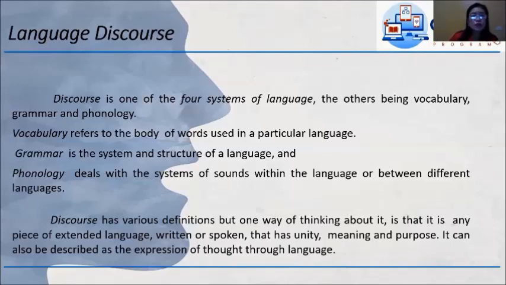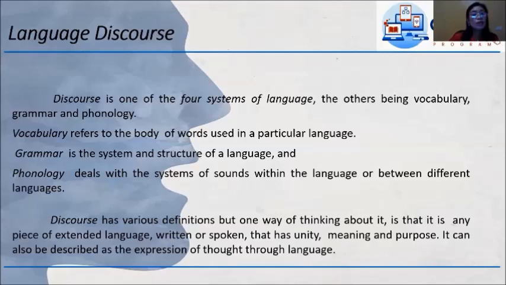Now, the next one is phonology. Phonology deals with the systems of sounds within the language or between different languages. Phonology is the study of patterns of sounds in a language. So it is how language or dialects systematically organize their sounds.